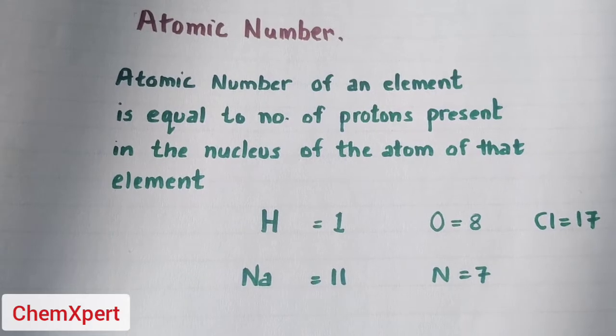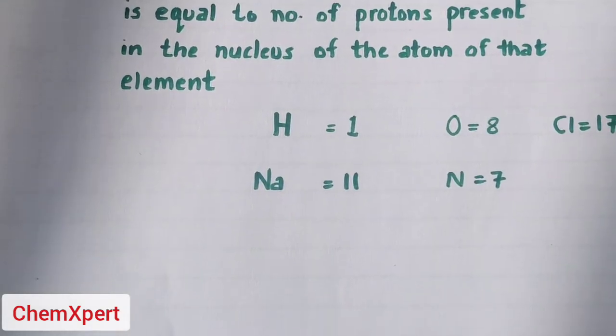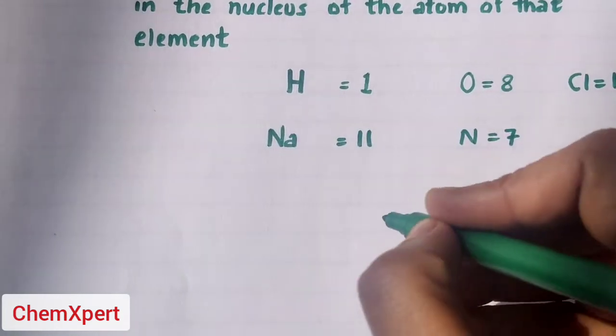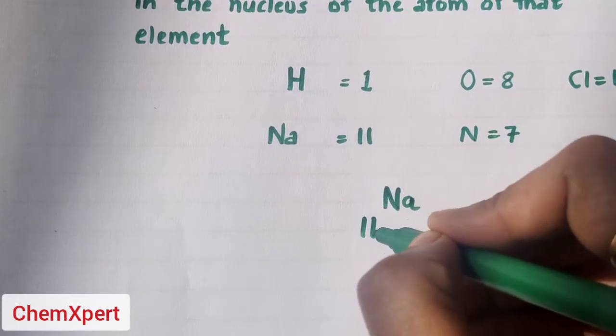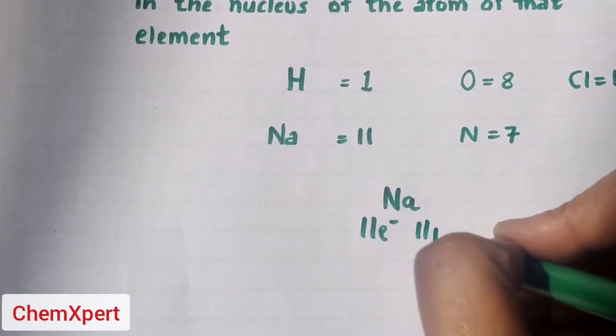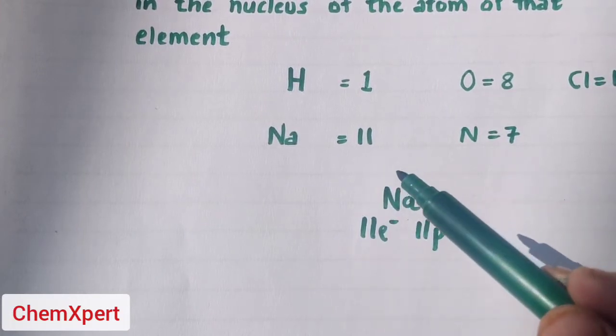Now as we know, an atom as a whole is neutral. Why is any atom neutral? Because it contains an equal number of electrons and protons. Just for example, if it is sodium, it contains 11 electrons as well as 11 protons. That is why we can say an atom as a whole is neutral.